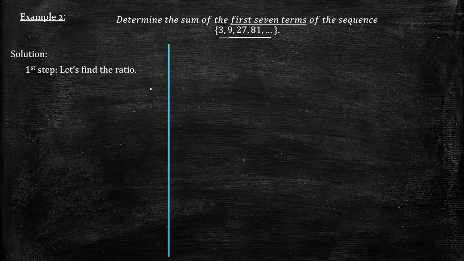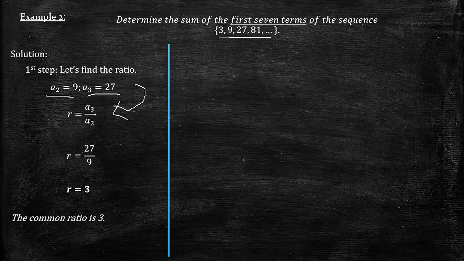In finding the ratio, we are just going to choose 2 consecutive numbers or terms in the sequence. So, yung common na ginagamit natin is the value of A sub 1 and A sub 2. But for this example, para maging aware kayo, ginamit ko si A sub 2 at si A sub 3. So, consecutive term siya. So, A sub 2 is equals to 9. A sub 3 is equals to 27. Then ratio is equals to A sub 3 divided by A sub 2. Then substitute the values. So it will become ratio is equals to 27 divided by 9. So the common ratio is equal to positive 3.